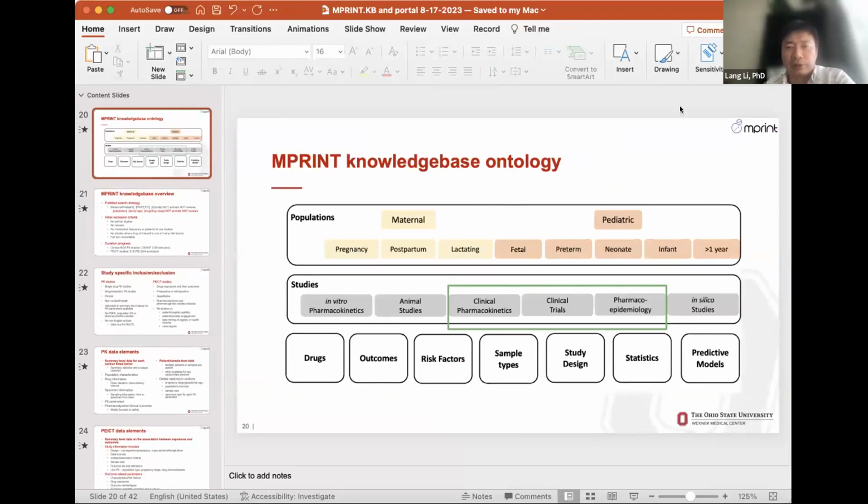Let's stop here a little bit. So this is a high-level representation of pregnancy, postpartum lactation, and pediatric to fetal, preterm, neonates, and infants, right? But on the implementation side, there are a lot of different ways to say neonates or neonate. So we have so-called dictionaries for every little word, okay?